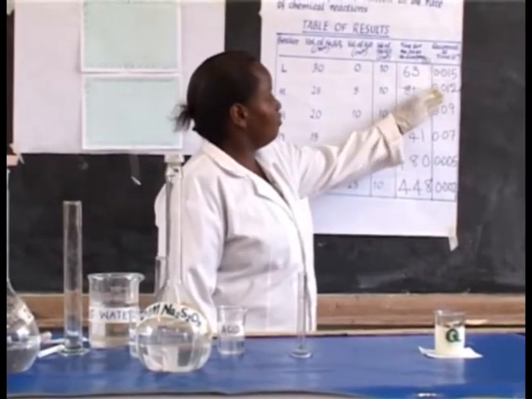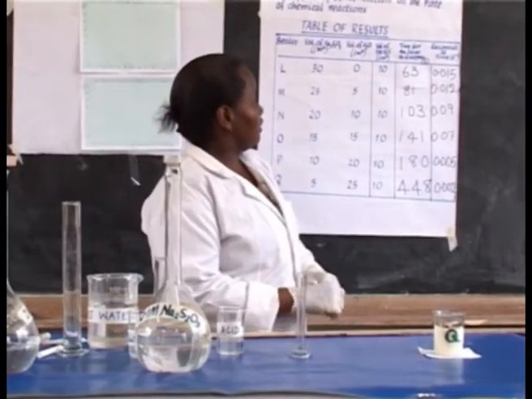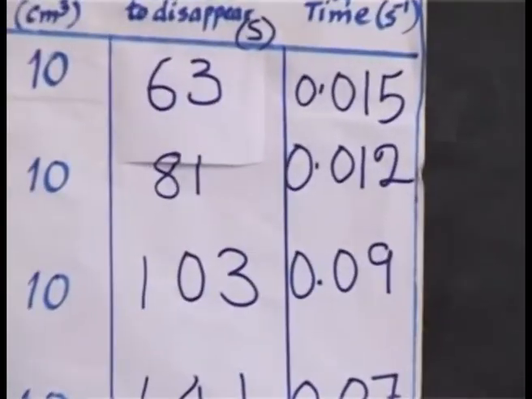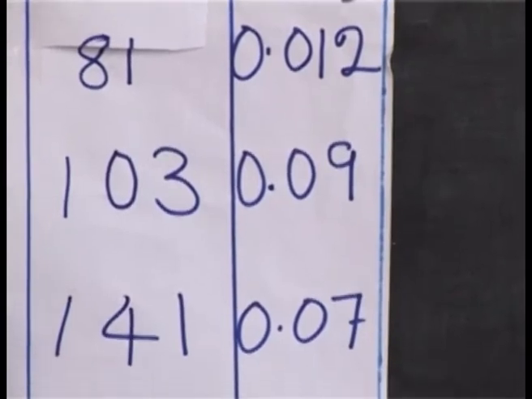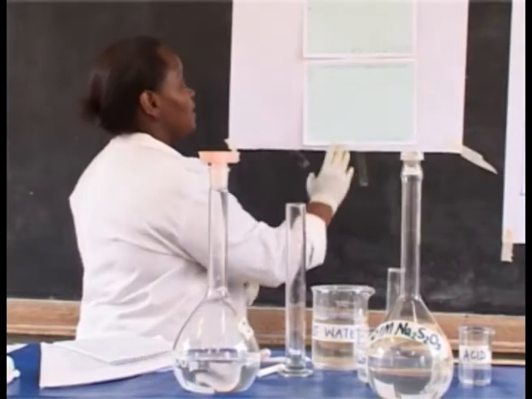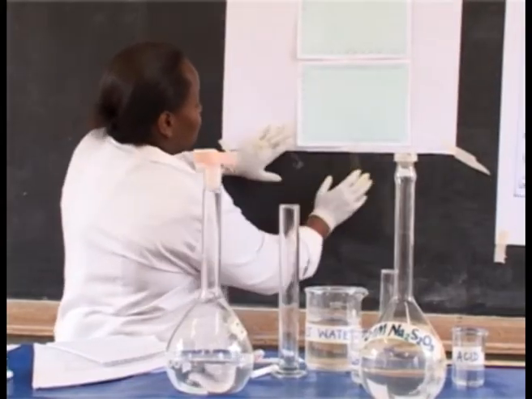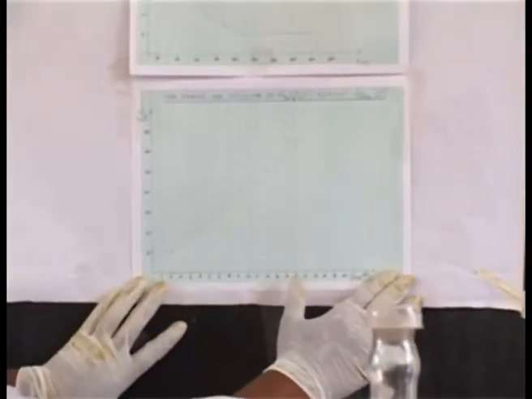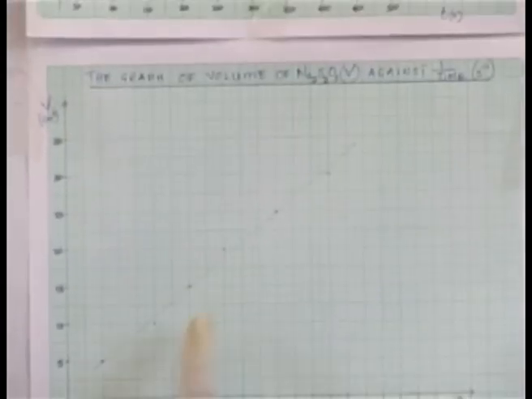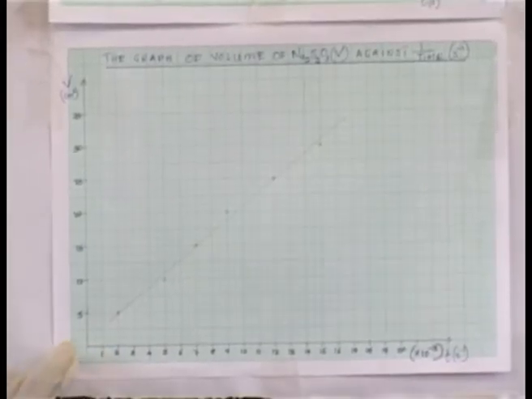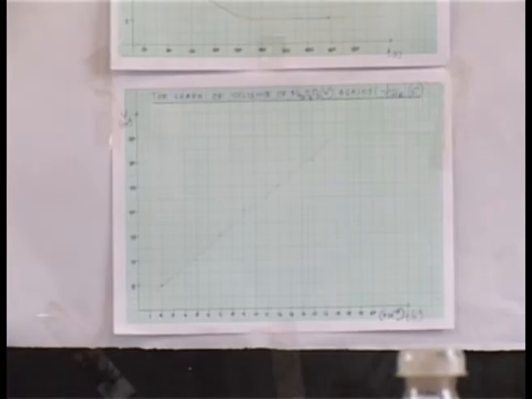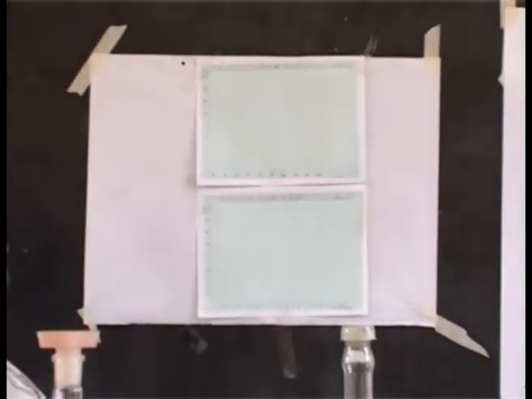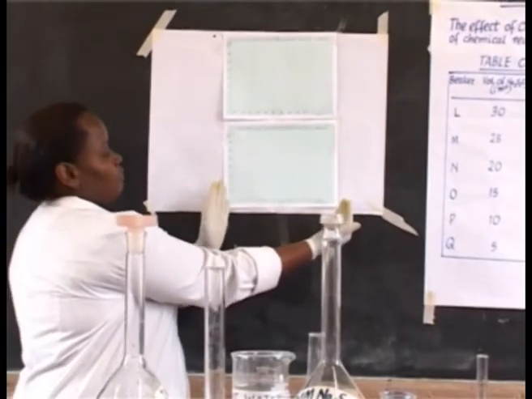Reciprocal of time values are as indicated on the table. Again, when you plot the graph of the volume of sodium thiosulfate against the reciprocal of time, the graph will look like this. That is a straight line.